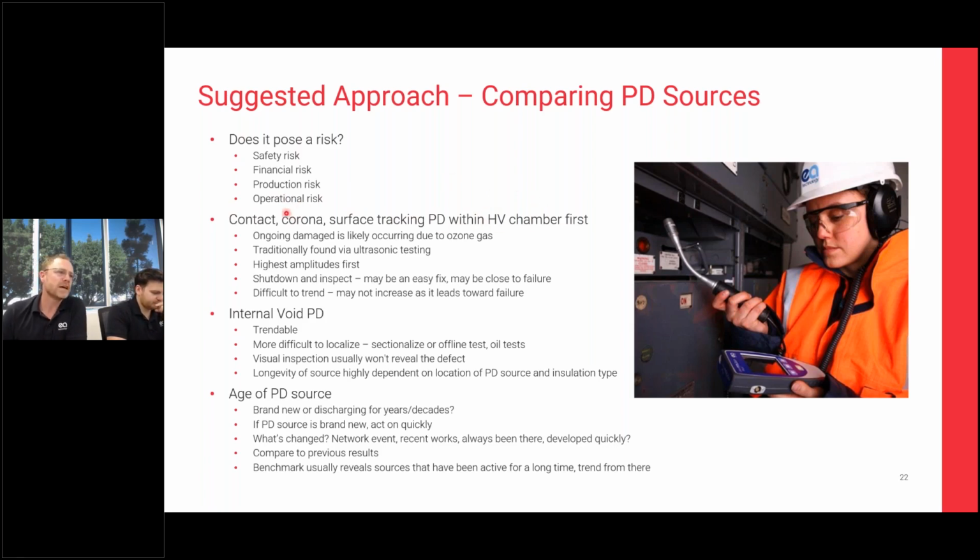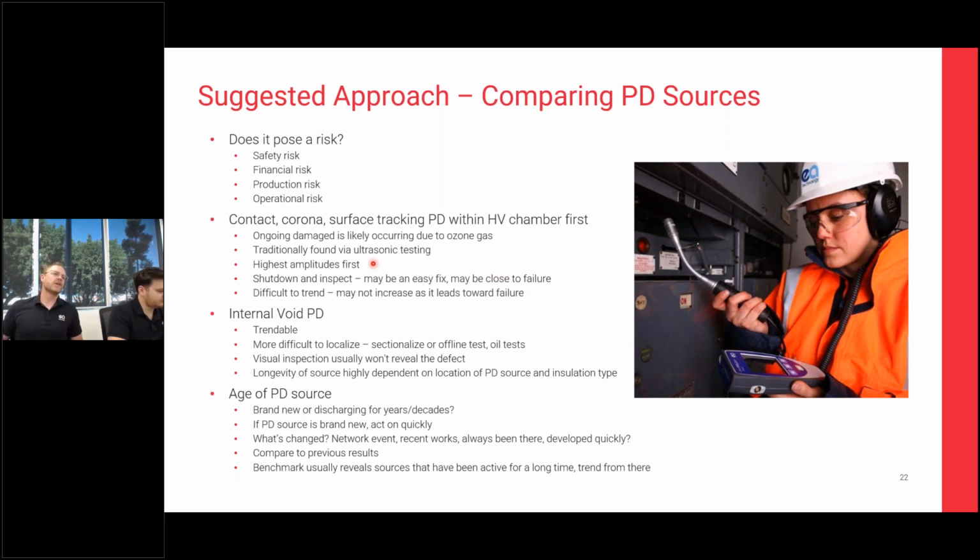And the reason for that is because those types of defects will be doing ongoing damage inside that chamber, and that's because of the ozone gas that's being generated while PD is occurring. So you can have a failure within that chamber, the ozone gas can seep through to other chambers to start degrading those chambers, and generally these are found by ultrasonic testing. So that's where we have the ultrasonic probe and we listen into the chambers.